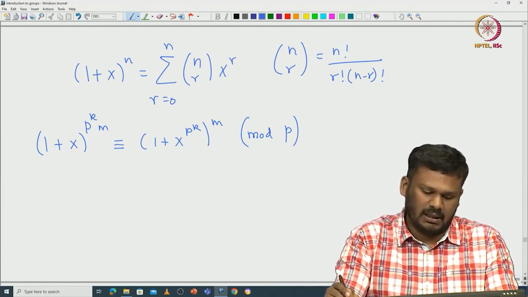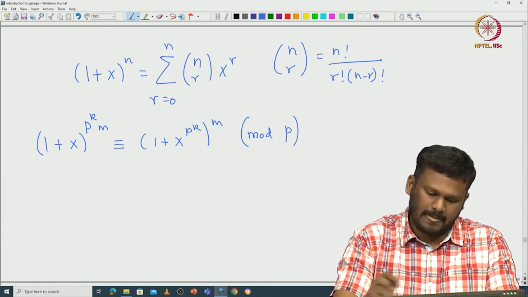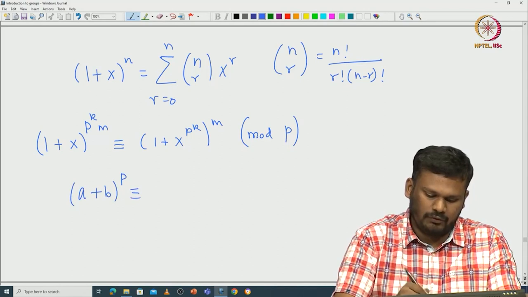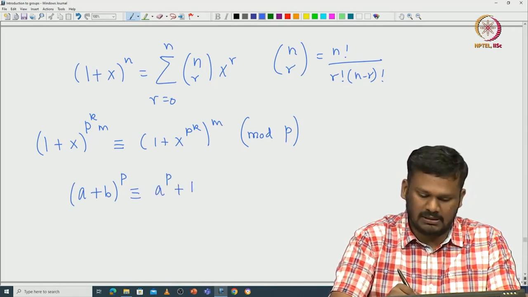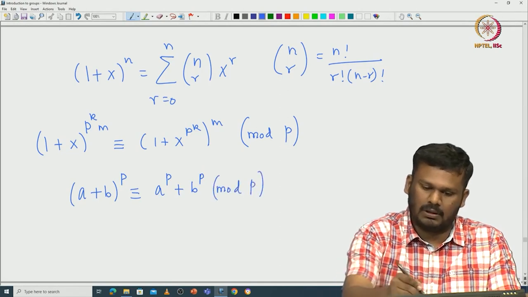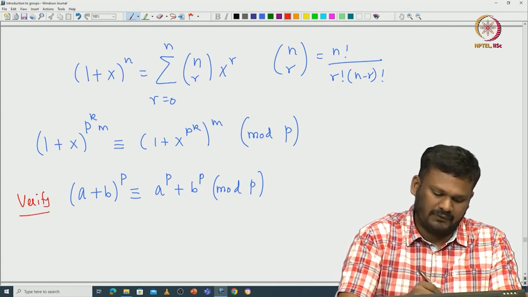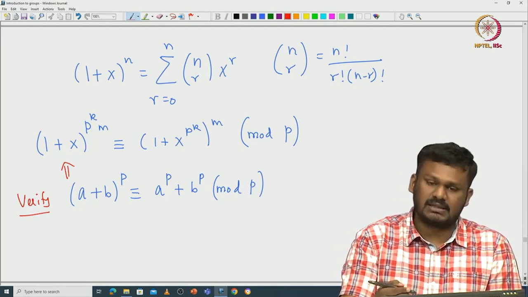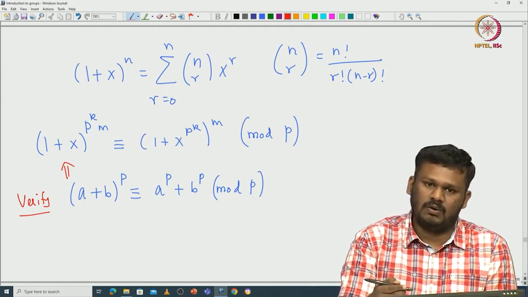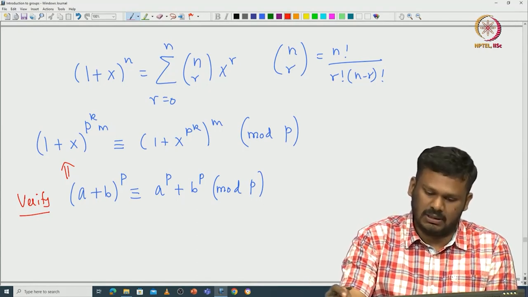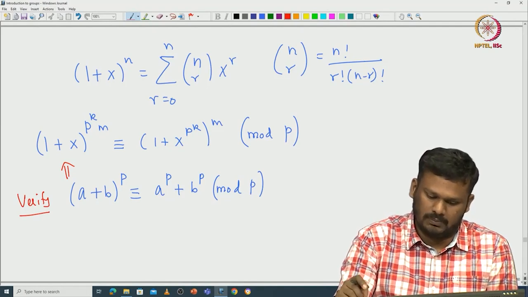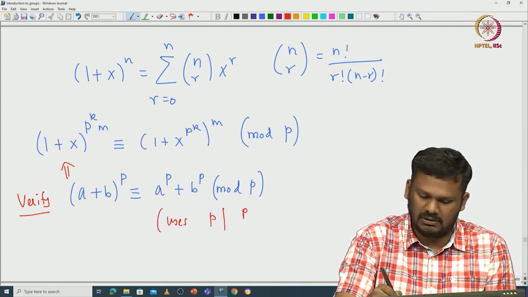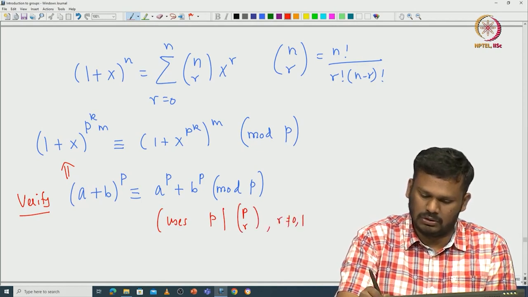So what it says is that when you raise it to the power p power k, this basically follows from the following fact. If you take a plus b power p modulo p, it is going to be a power p plus b power p modulo the prime p. This you can verify, and from this you can conclude the claim. This again comes from the binomial expansion, because every time you have p choose r, when r is not equal to 0 and not equal to p, p divides this p choose r. So this just uses that p divides p choose r for r not equal to 0 and p.